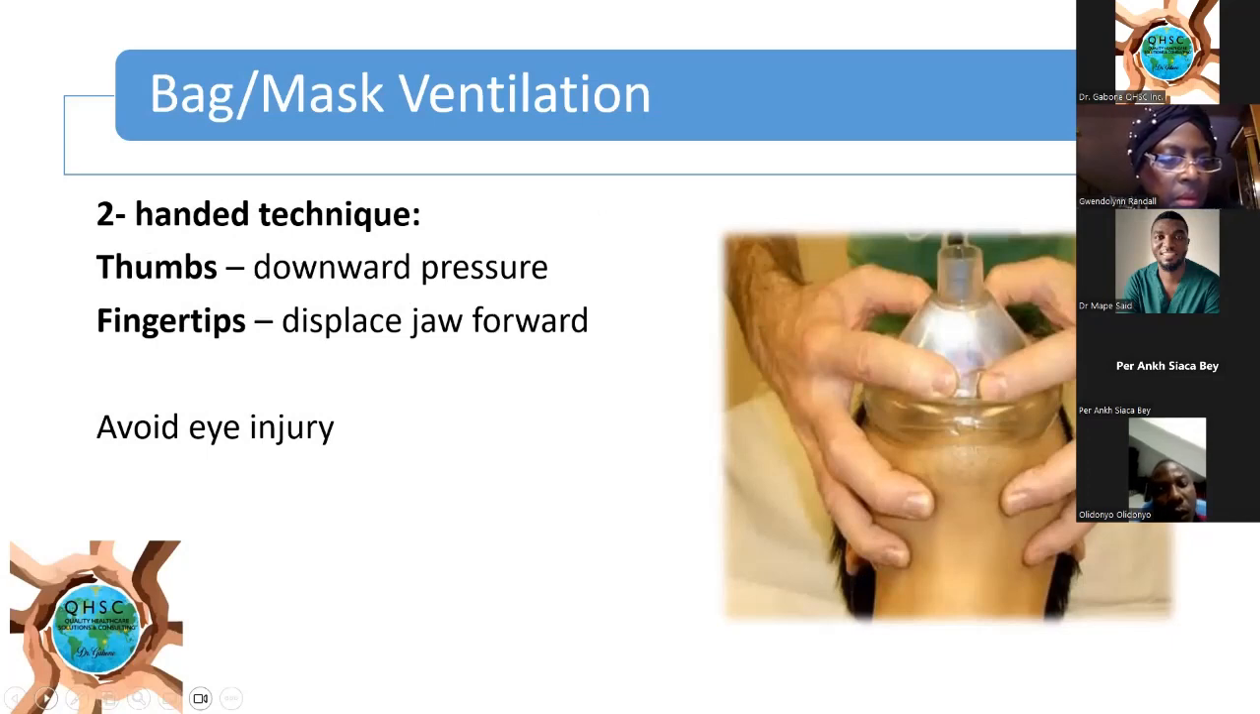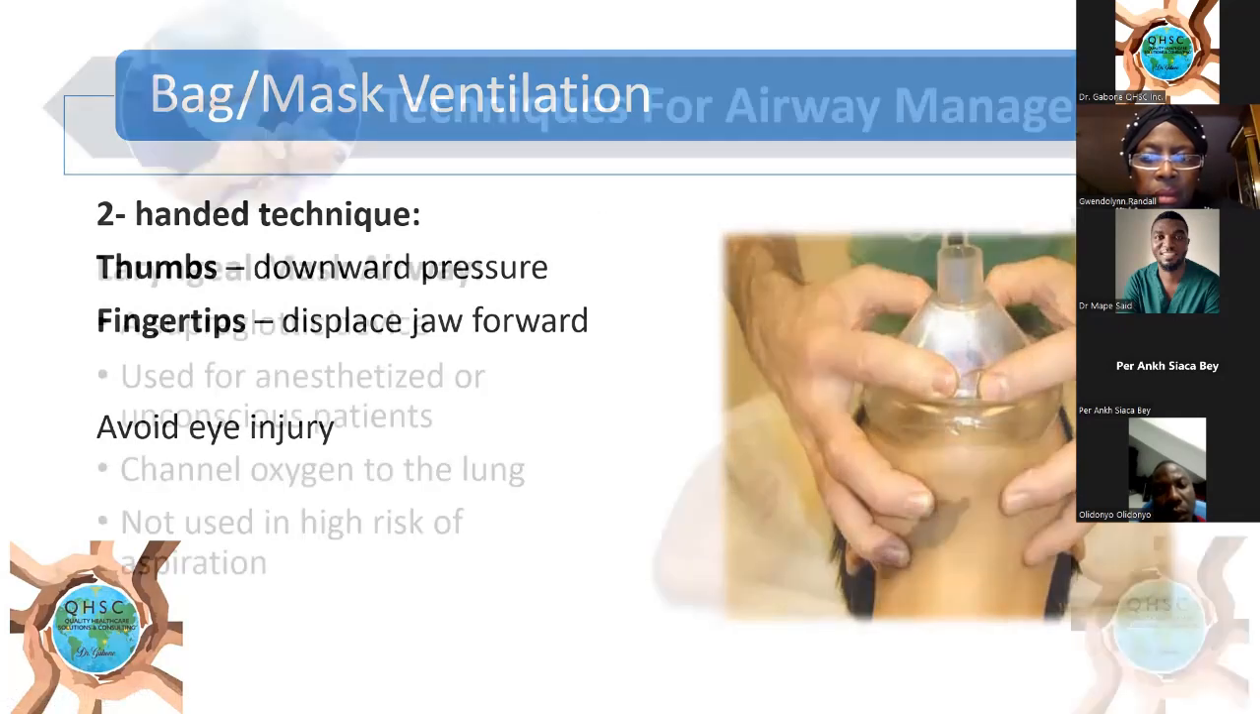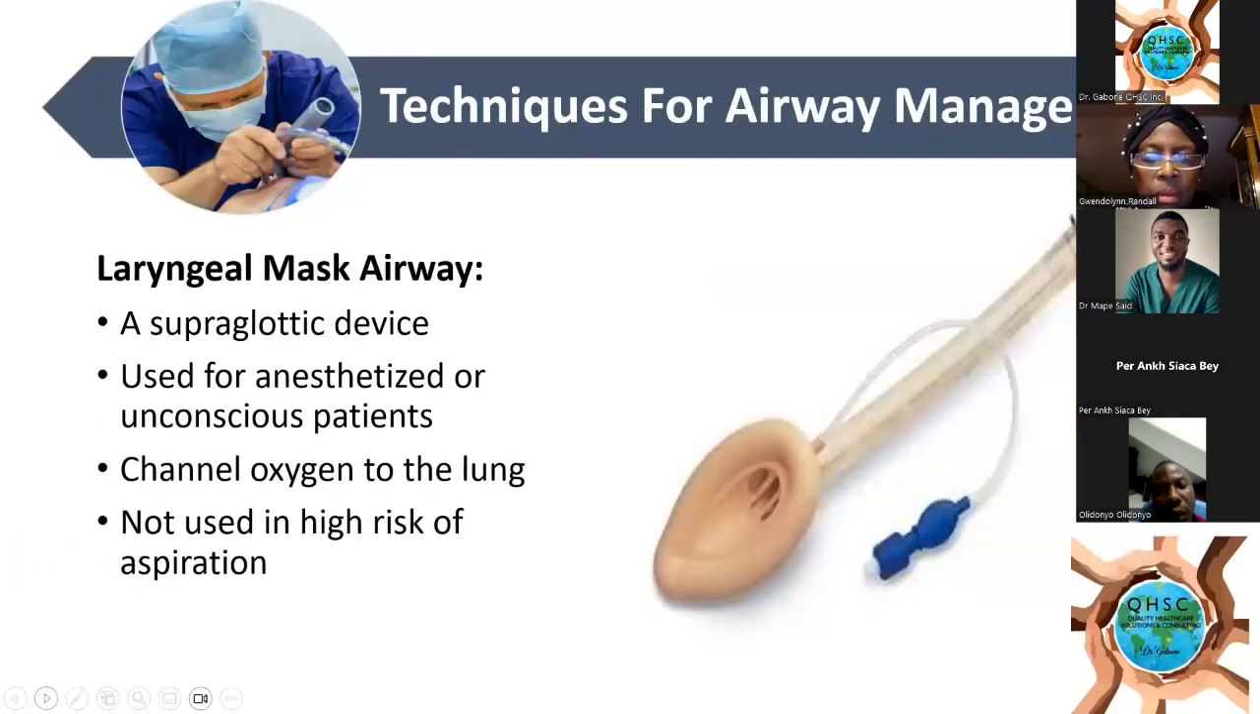On those two hands, the thumbs apply downward pressure while the fingertips displace the jaw forward. Here you also have to avoid eye injuries, especially if the mask is too big, taking the space from the mouth up to the eye. You should avoid eye injury by choosing the right mask. So that is the two-hand technique, but someone has to help you apply the positive pressure.